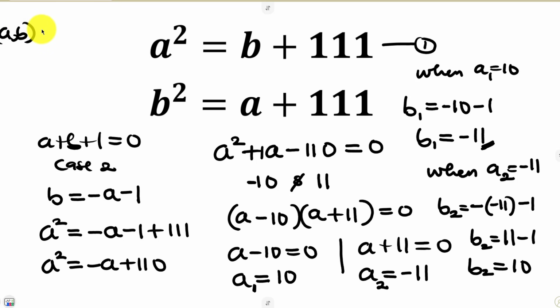Pair of equations for a and b. When a is 10, b is negative 11. And when a is negative 11, b is 10. So these are the forms of equation that we have.